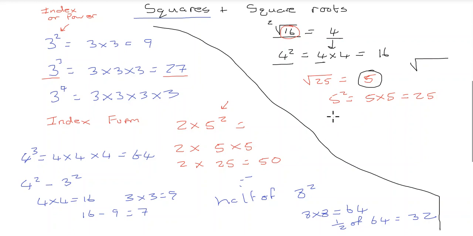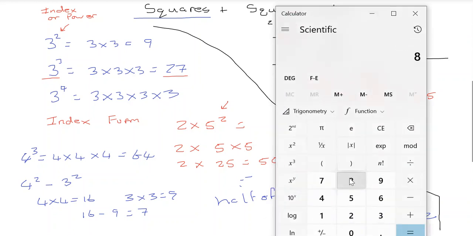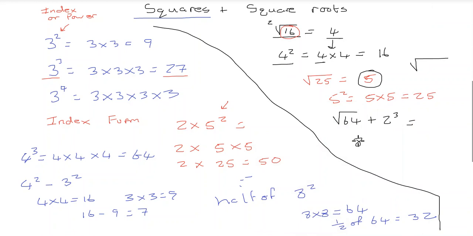If you had something like the square root of 64 plus 2 to the power of 3, what's that going to be equal to? You work out the square root of 64. The square root of 64 is 8, because 8 multiplied by 8 is equal to 64. It's the number that, when you multiply it by itself, will give you 64.